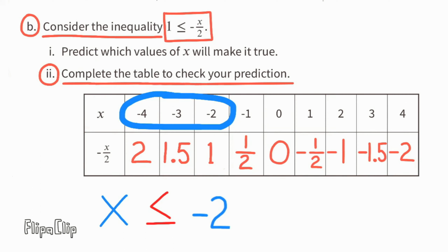Look underneath negative 1. There's a 1/2. So let's say 1 is less than or equal to 1/2, and that's not true. Same thing with 0. 1 is less than or equal to 0. That's not true. The rest of these on the right are also not true.